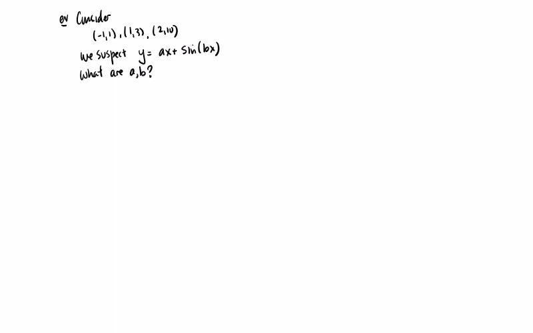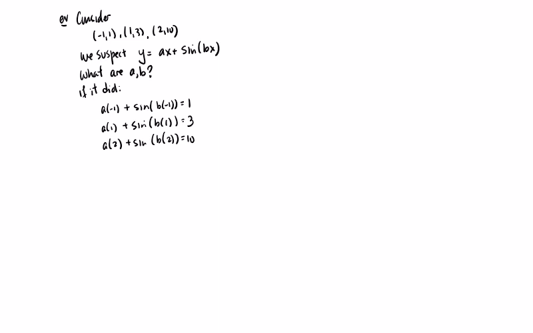Now again, in this case, don't worry about why we think it follows this. This is sort of the art level of data science. But suppose you think it does. So you go, well, if it did, this is what we get. You would plug in the x's. You'd have a times negative 1 plus sine of b times negative 1 equals 1. You'd have a times 1 plus sine of b times 1 equals 3. A times 2 plus sine of b times 2 equals 10.